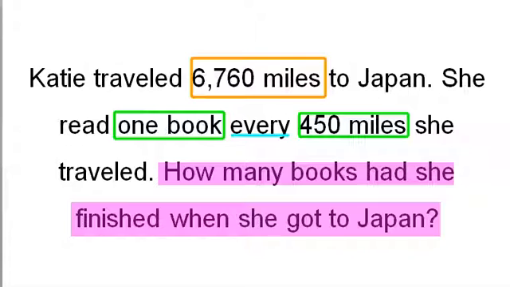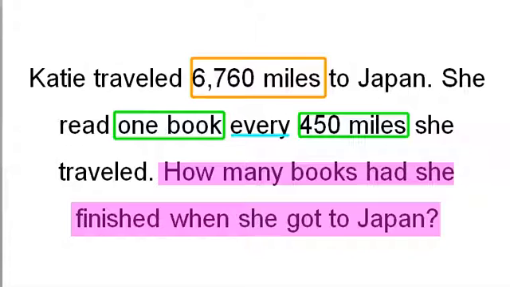So we want to figure out how many books she was able to finish by the time that she got to Japan. So I want you to think, how can I use this information? So asking ourselves, are we looking at trying to find our whole? Do we know what our whole is? Am I trying to break apart 6,760 miles? Am I trying to make 6,760 miles an even bigger number?